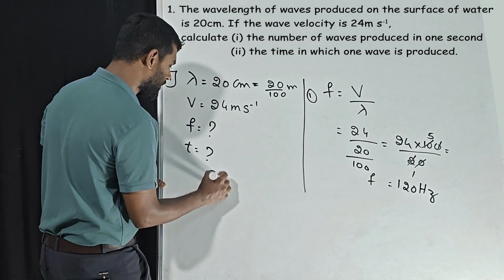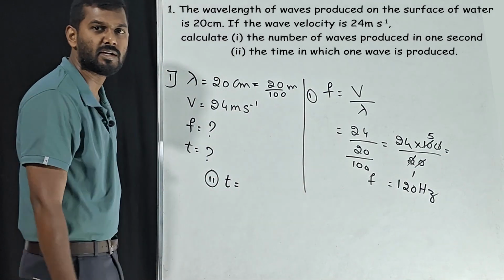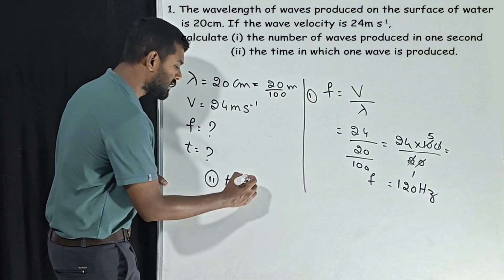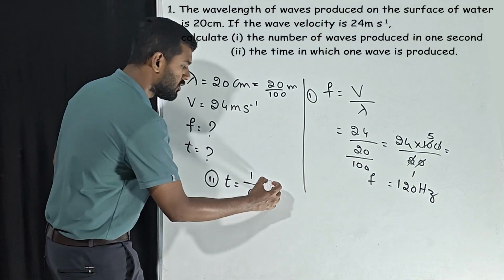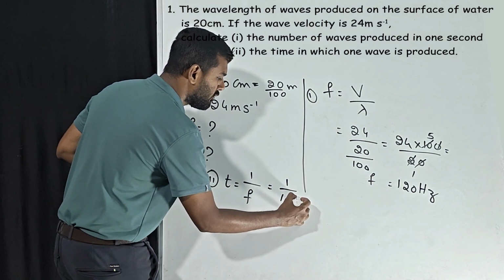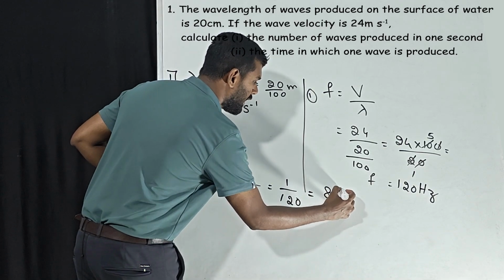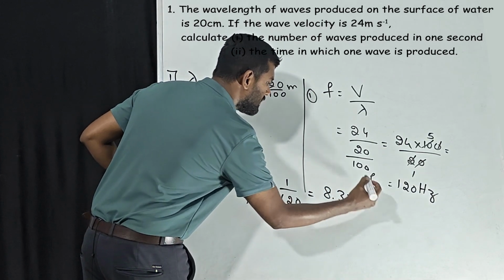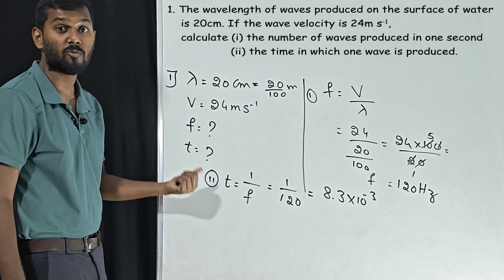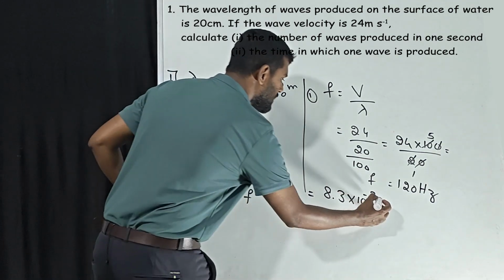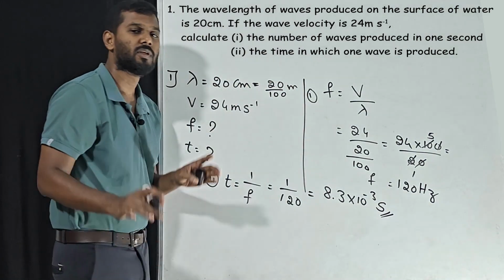This is the first sub question. The second sub question is nothing but time. How can we find the time period of a single wave? That is nothing but 1 by f. So it is 1 by 120, which is equal to 8.3 into 10 power minus 3. And what are we finding? Time. What is the SI unit of time? Seconds. That's it.